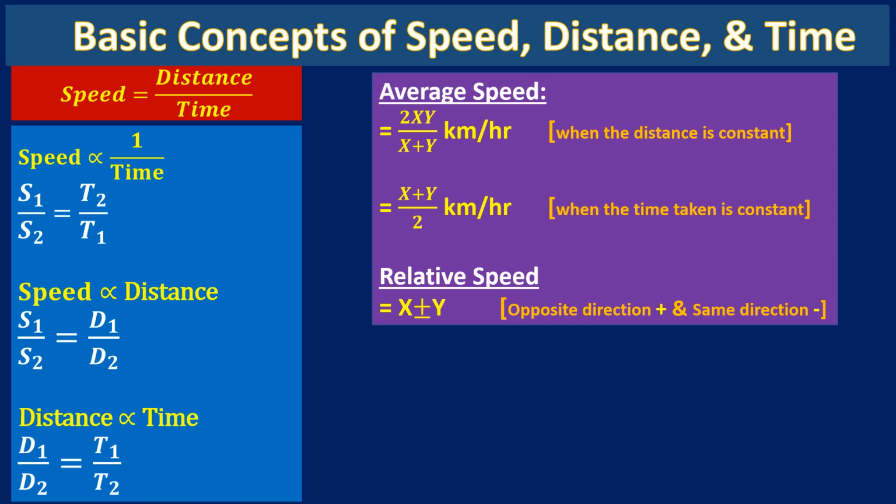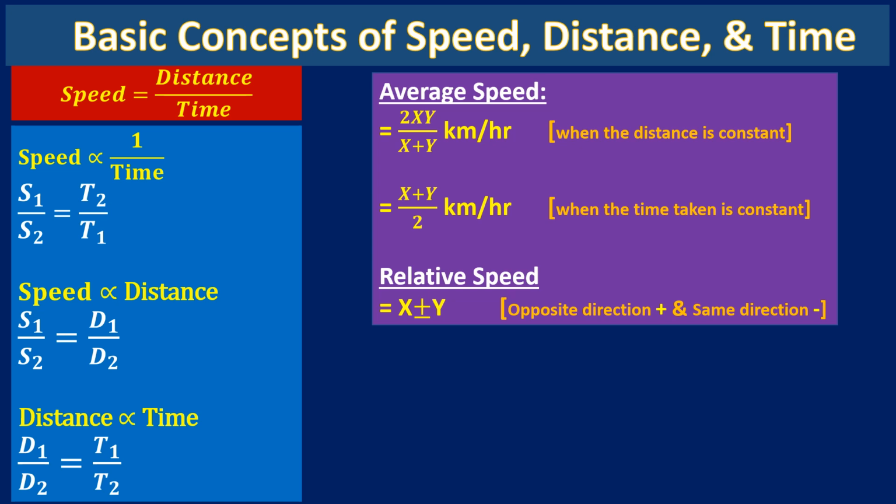Relative speed. When two objects are moving in the same direction, the relative speed between the two objects is the difference between their speeds, that is, x minus y. When two objects are moving in the opposite direction, the relative speed between the two objects is the sum of their speeds, that is, x plus y.